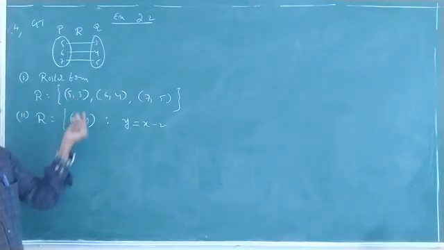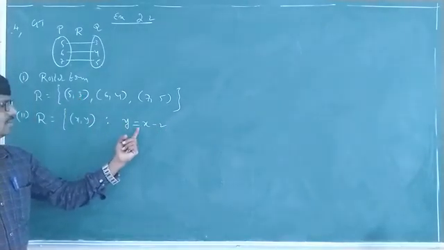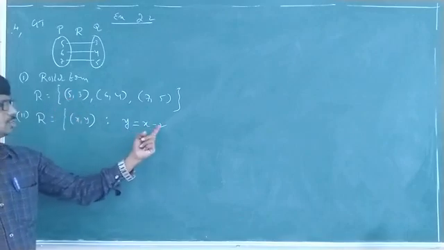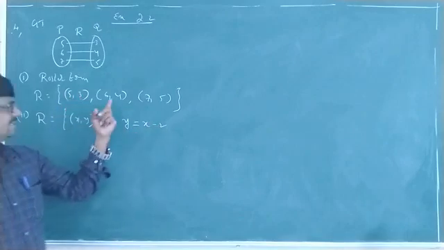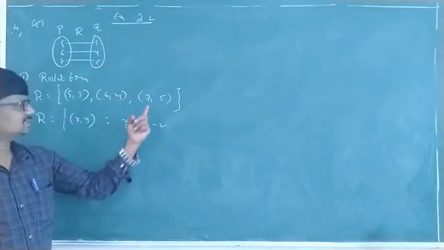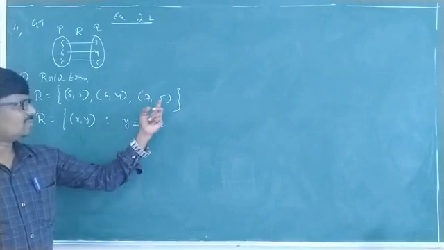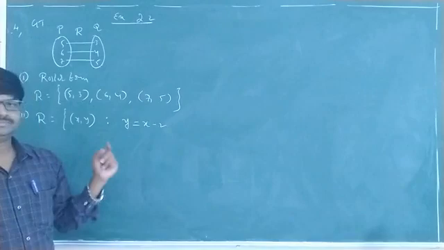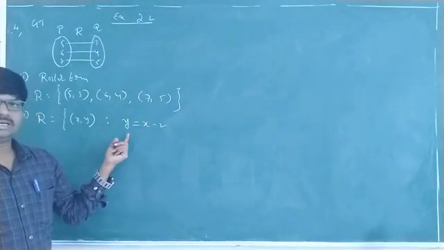Just see here. The x value is 5, 5 minus 2, the y value is 3, yes. Next, x value 6, 6 minus 2, you get 4, the y value. Next, x value 7, 7 minus 2, you get 5. Understand?